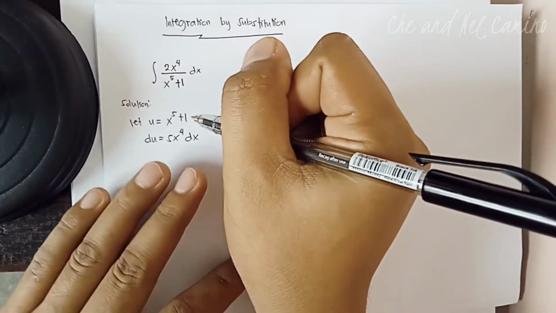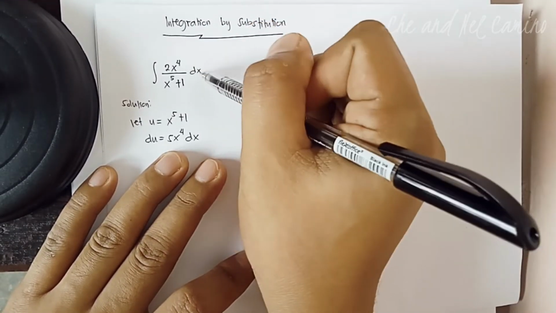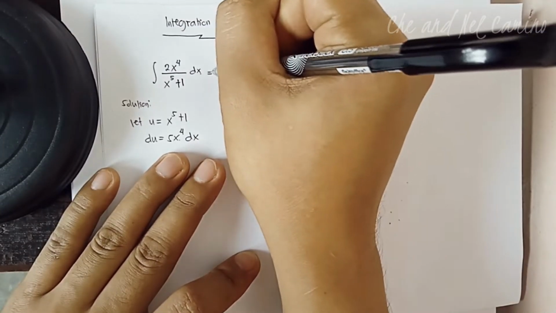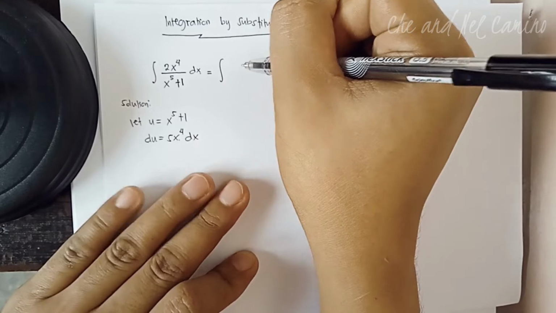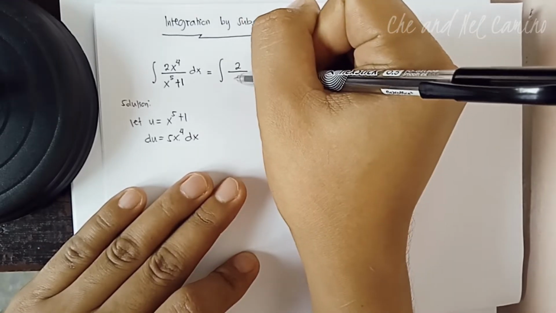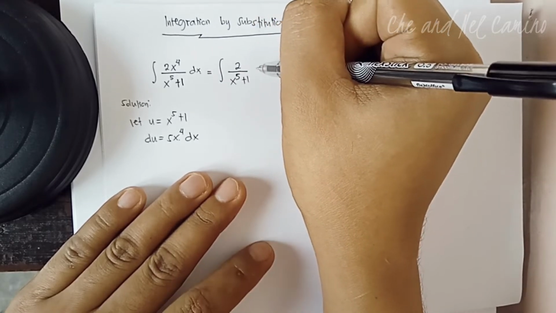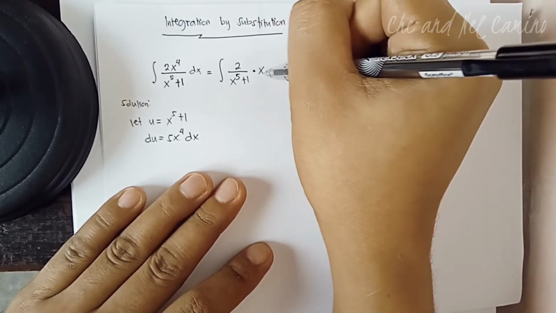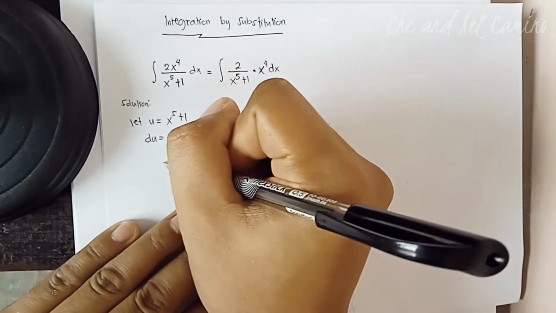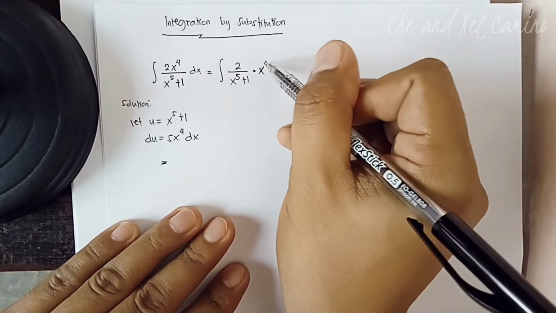So at this point, we have x to the power of 4 and dx here, and we have x to the power of 4 and dx there. We can write the original problem in this form: 2 over x to the power of 5 plus 1, times x to the power of 4 dx. We are going to find the value of x to the power of 4 dx.